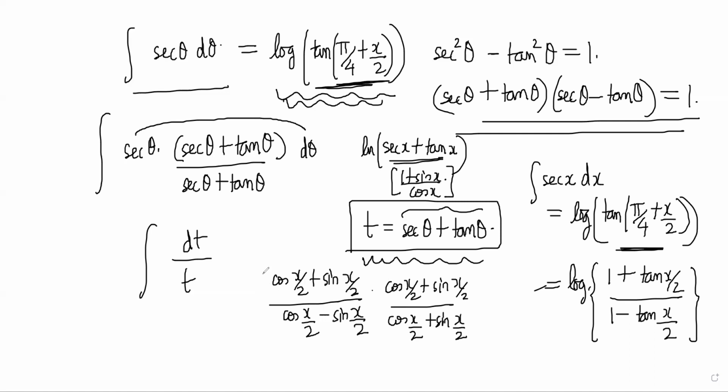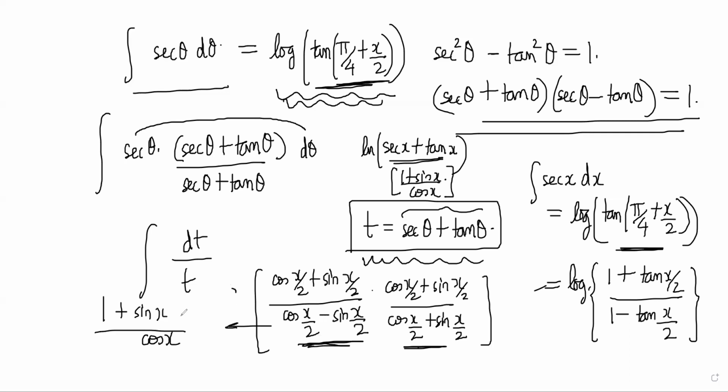Do you understand what I'm doing? See, the denominator is becoming cos square x by 2 minus sin square x by 2, right? Which is cos x, and the numerator is becoming the square, which will become 1 plus sin x. So isn't that equal to this? So both are the same thing.